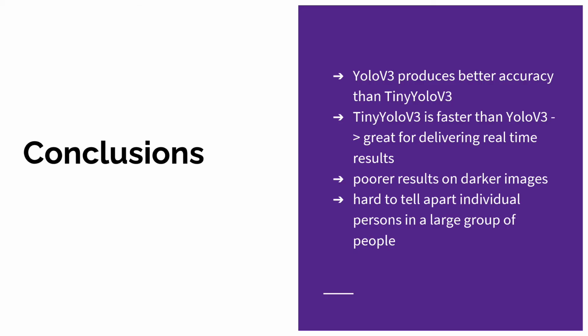We came to the conclusion that YOLO v3 produces better accuracy than Tiny YOLO v3, but Tiny YOLO v3 delivers faster, which means that it is better for delivering real-time results. Our algorithm produces poorer results on darker images. And there is some difficulty of telling apart an individual person in a large group of people.